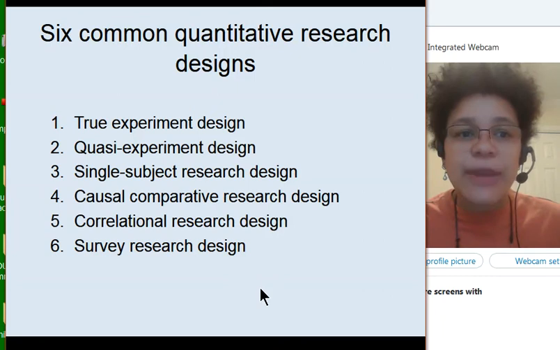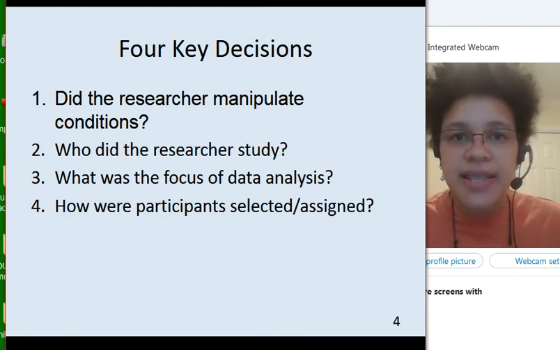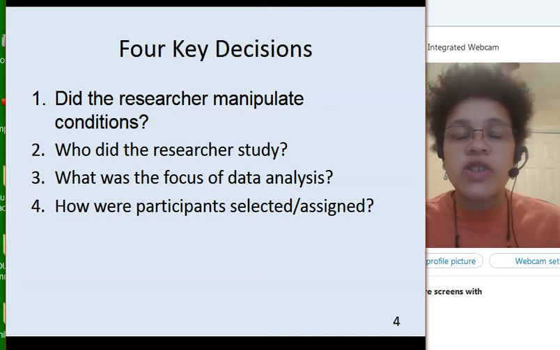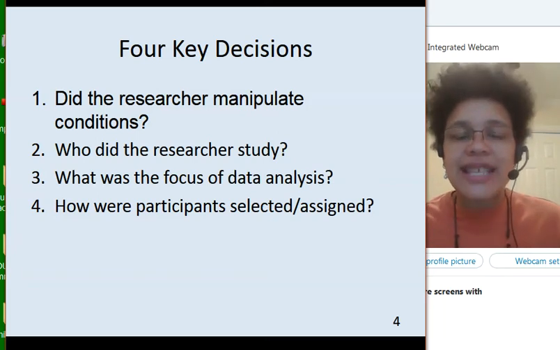So, 6 common quantitative research designs, those that I just laid out for you. And there are 4 key decisions that determine what design the researcher is going to use. Now, are there more than 6 quantitative research designs? Yes, certainly. But these are the 6 most popular in social sciences and professions like education, counseling, kinesiology, that kind of thing.